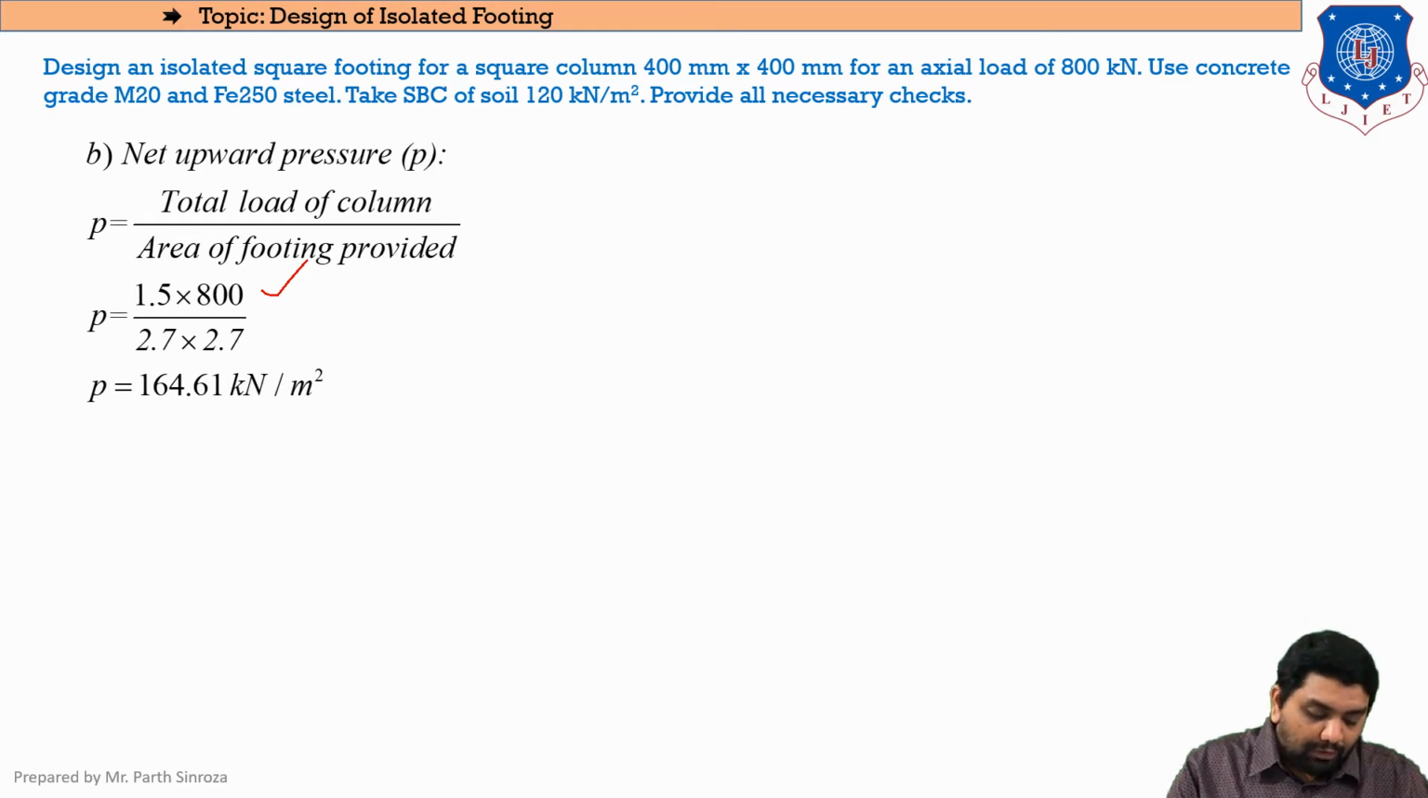for it. So now we'll be multiplying the load that is given in the question by 1.5, and we have provided the area of footing to be 2.7 cross 2.7. So the value here comes out to be 164.61 kilonewton per meter square.